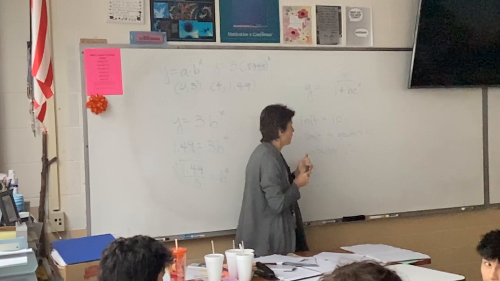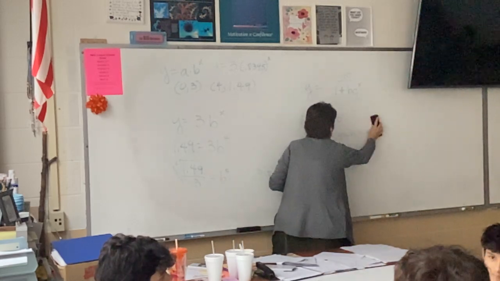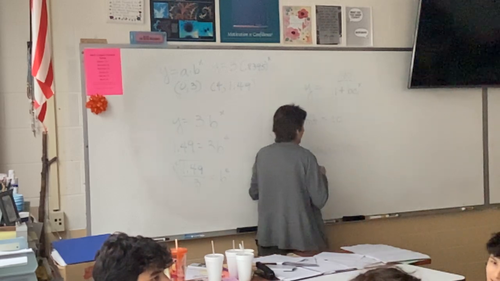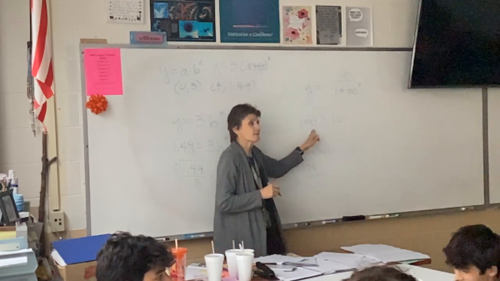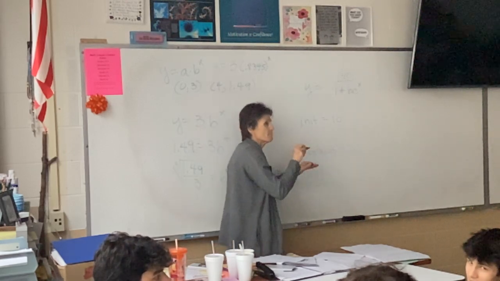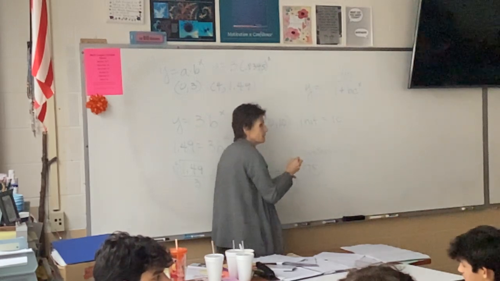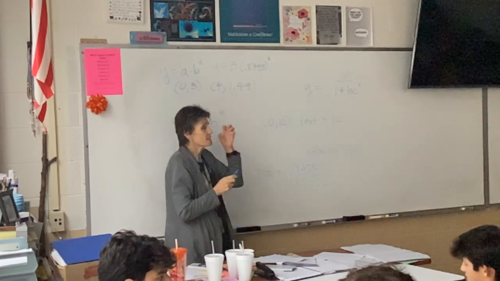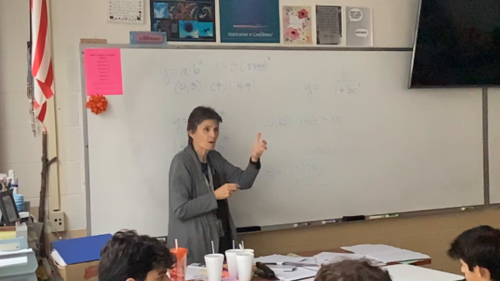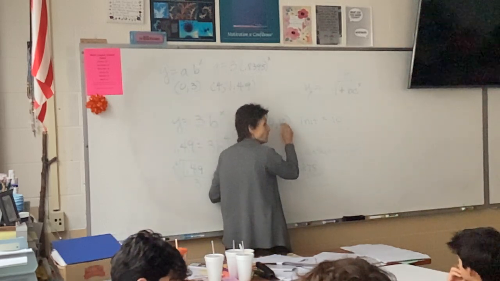Okay, so now I have this equation. Now, what does it mean to be an initial value? It means x is 0. Usually x is time. Time is 0. So I have the point 0, 10.